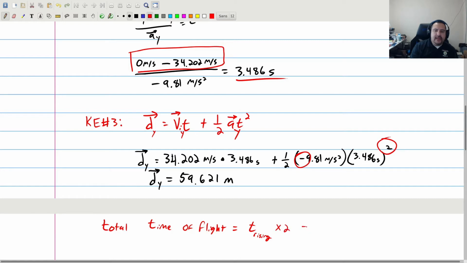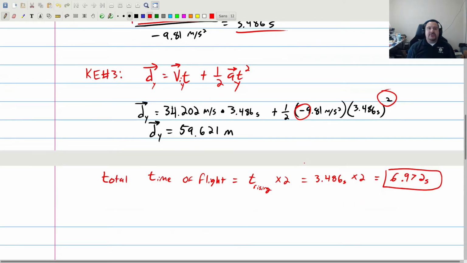If it was different, if it was launched from up here but it landed somewhere down here, we'd have to figure out the time it takes to rise, then the time it takes to fall, then add them together in order to figure out the total time of flight. Here, the time of flight is equal to the time it's rising times 2, since it's a flat surface. 3.486 seconds times 2 gives us 6.972 seconds.